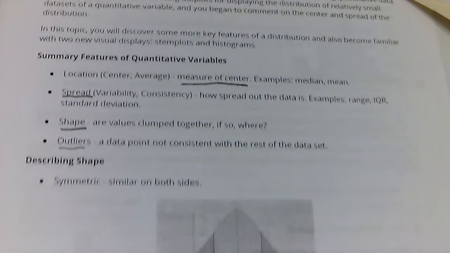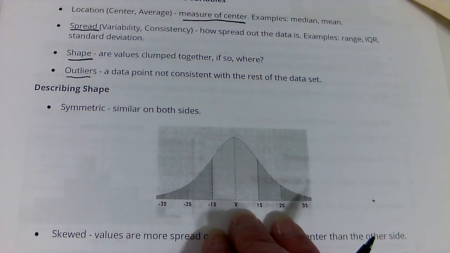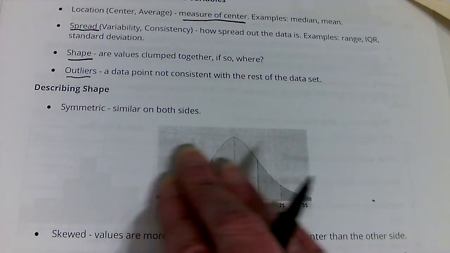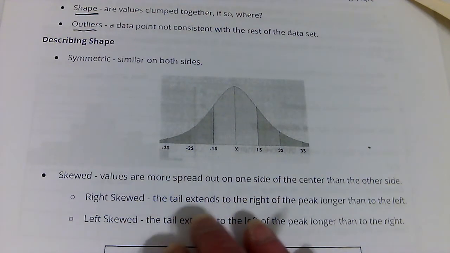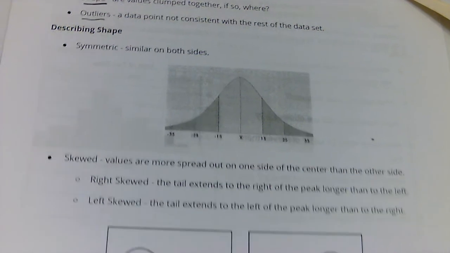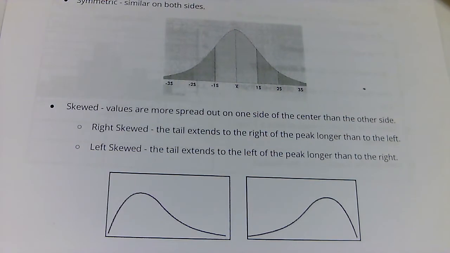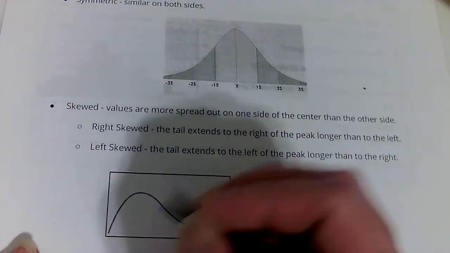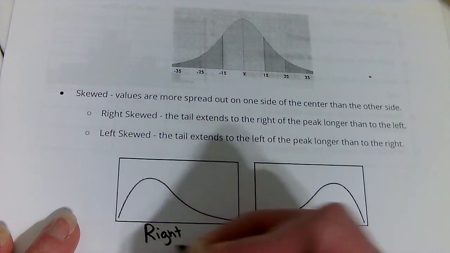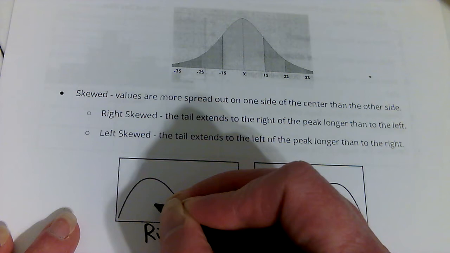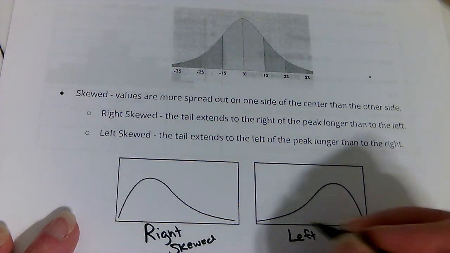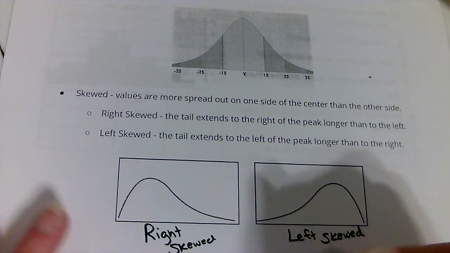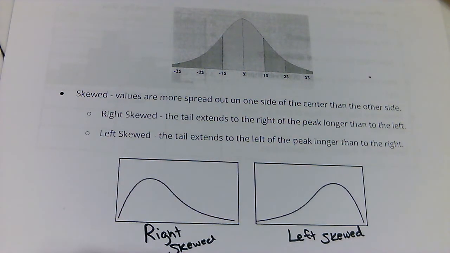So when we're looking at the shape, one way you could have the shape is that it could be completely symmetrical. So you have the center and everything just looks like a perfect bell curve type thing. We could have data that are skewed: values are more spread out on one side of the center than on the other. And the two ways it could be skewed are to the right, or right skewed, or left skewed. Right skewed means the tail extends to the right. So this is right skewed. The majority of your data is here, and then you have this section that's sticking out to the right. Left skewed says you have most of your data here, but you've got this section sticking out to the left. So it's wherever the tail is that tells you which way you're skewed.